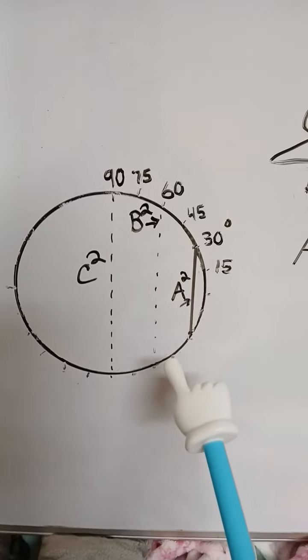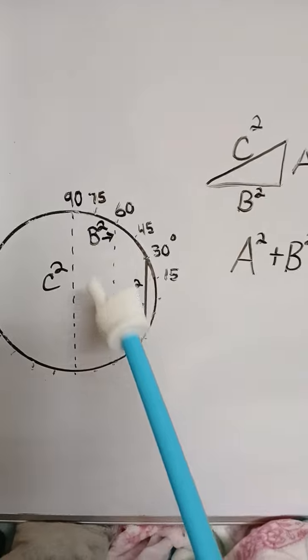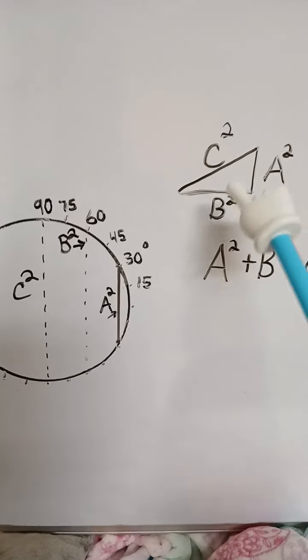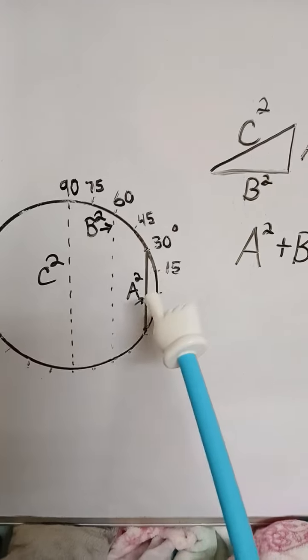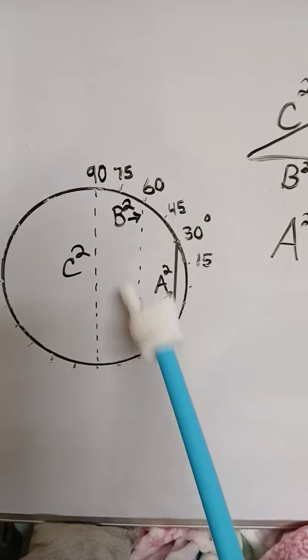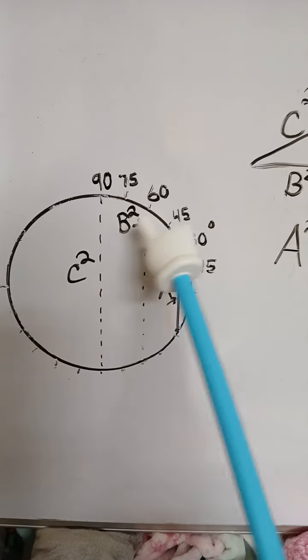Vertically in the circle, the squares work just like a triangle. The diameter is the hypotenuse, and the other two sides have to add up to equal 90. So the height of the 30 squared plus the height of the 60 squared will equal the diameter squared.